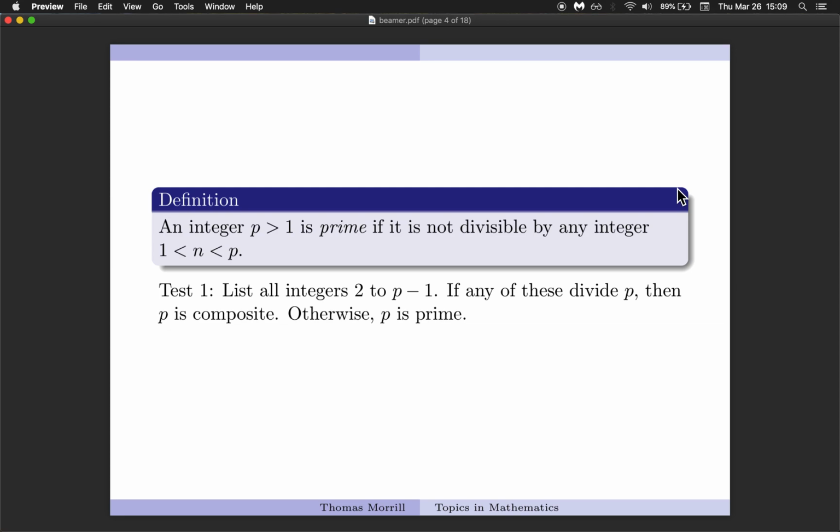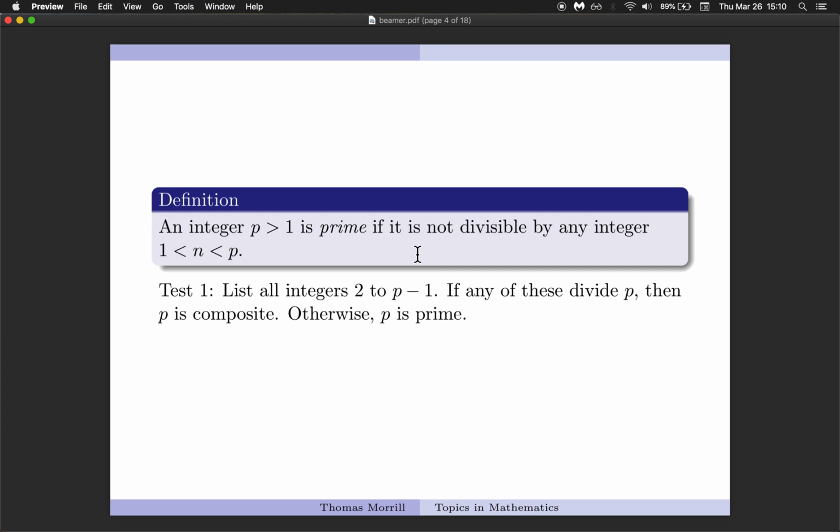So just to refresh our definition for prime number, an integer p is prime if it is not divisible by any integer between 1 and p, and that is exclusive. So I know that any integer p is divisible by 1, it's divisible by itself. I'm looking for any other prime factors this number could have. So the first test I can think of is, this is the worst you could do, really. Just brute force the thing.